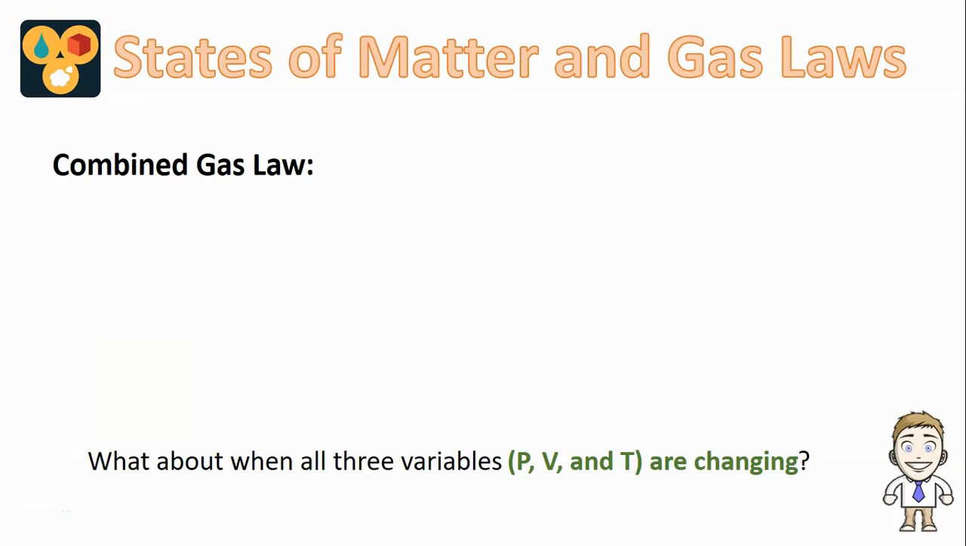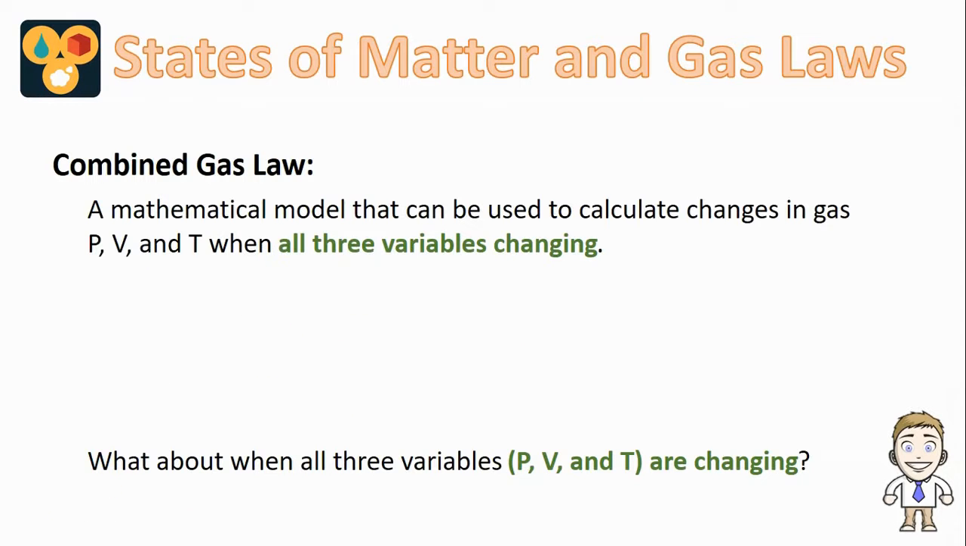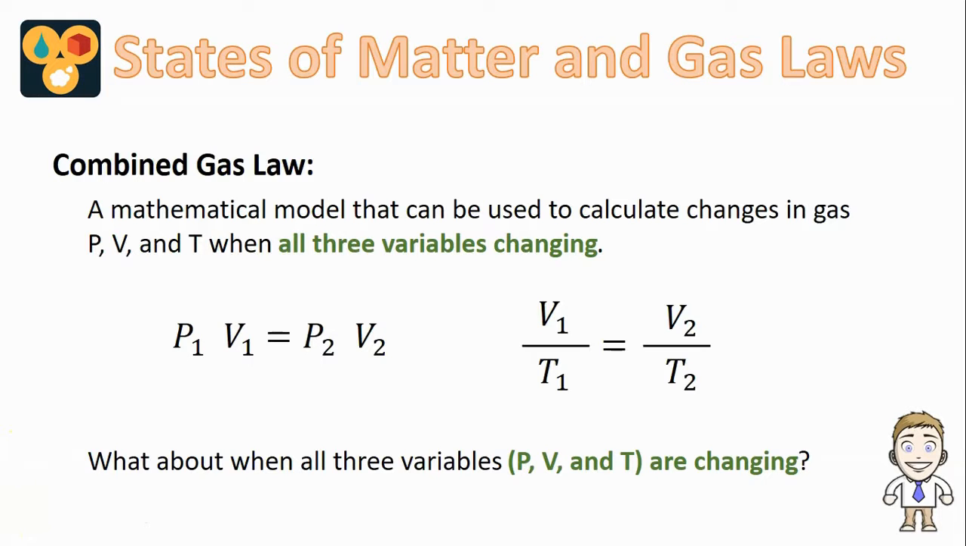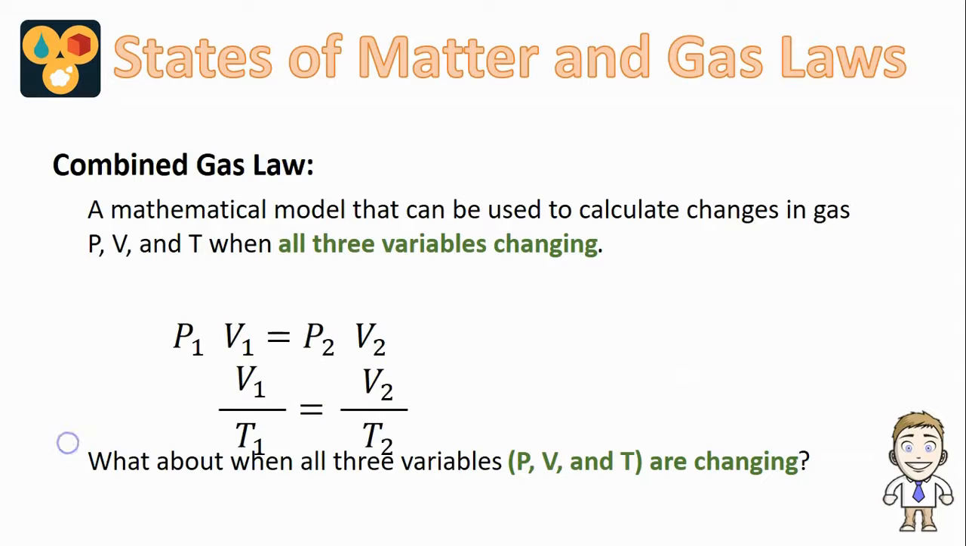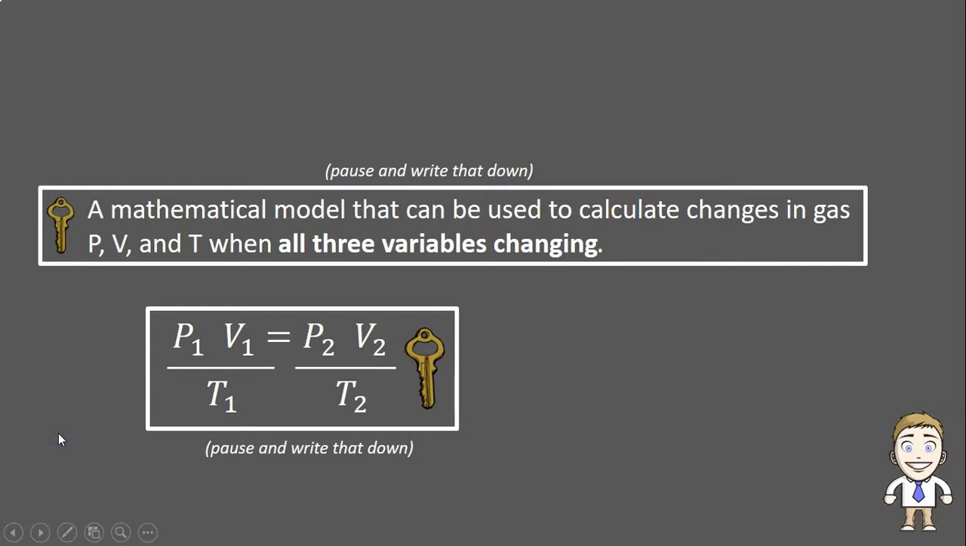And that's where the combined gas law comes in. This new gas law gives us a mathematical model that we can use to calculate changes in gas pressure, volume, and temperature when all three variables are changing. If we put Boyle's and Charles' law on the screen one last time and start to overlap these two gas laws, you'll see I'll sort of put the two volumes right on top of each other. We combine the two gas laws into one new equation that contains pressure, volume, and temperature. And that's the combined gas law.